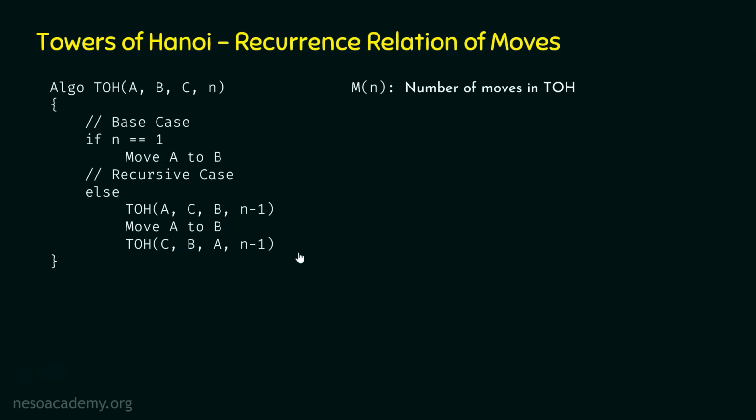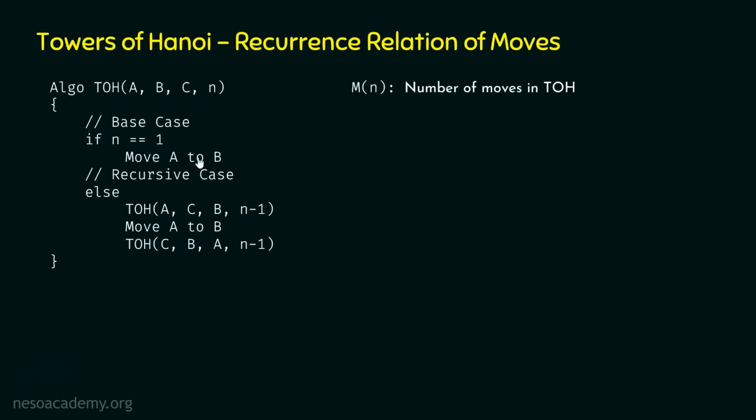What about the recursive case? In the recursive case, we have TOH of A, C, B, n minus 1. Then we have move A to B. And then we have TOH of C, B, A, n minus 1. Here we are calling TOH twice. And also we can observe that we have n minus 1 in both the cases. So one thing is clear, that in case of the recursive case, we will have 2 times m of n minus 1.